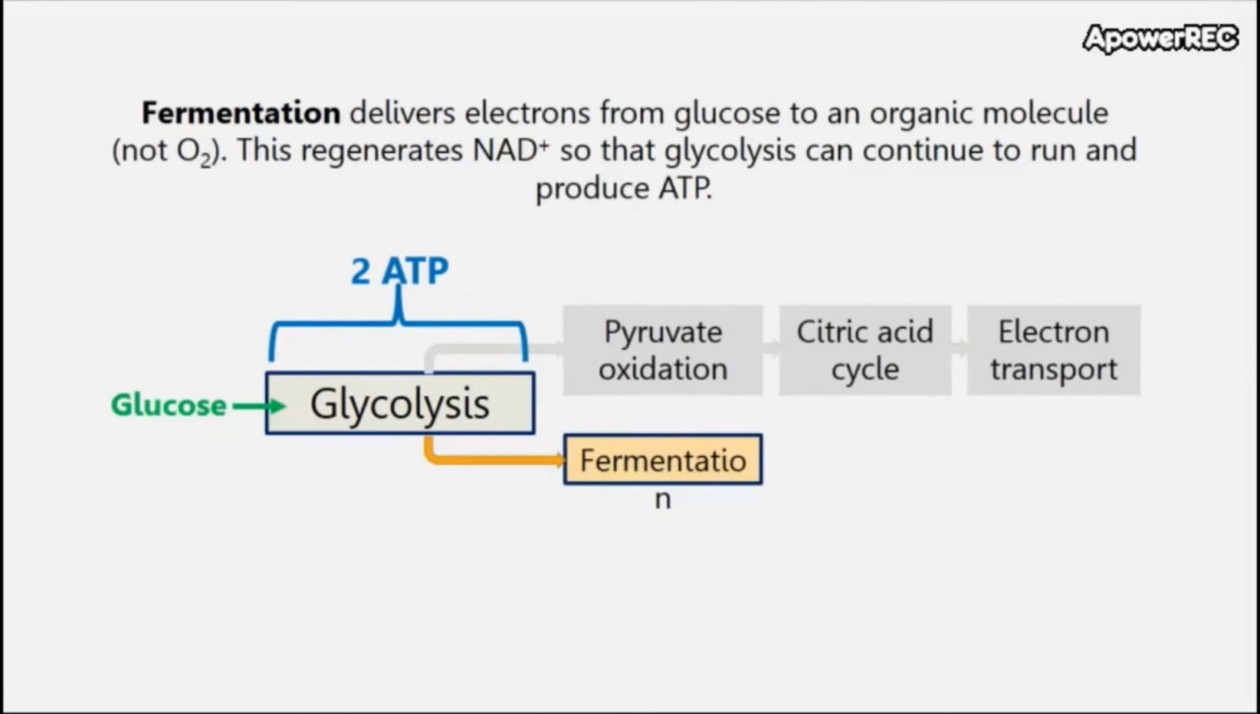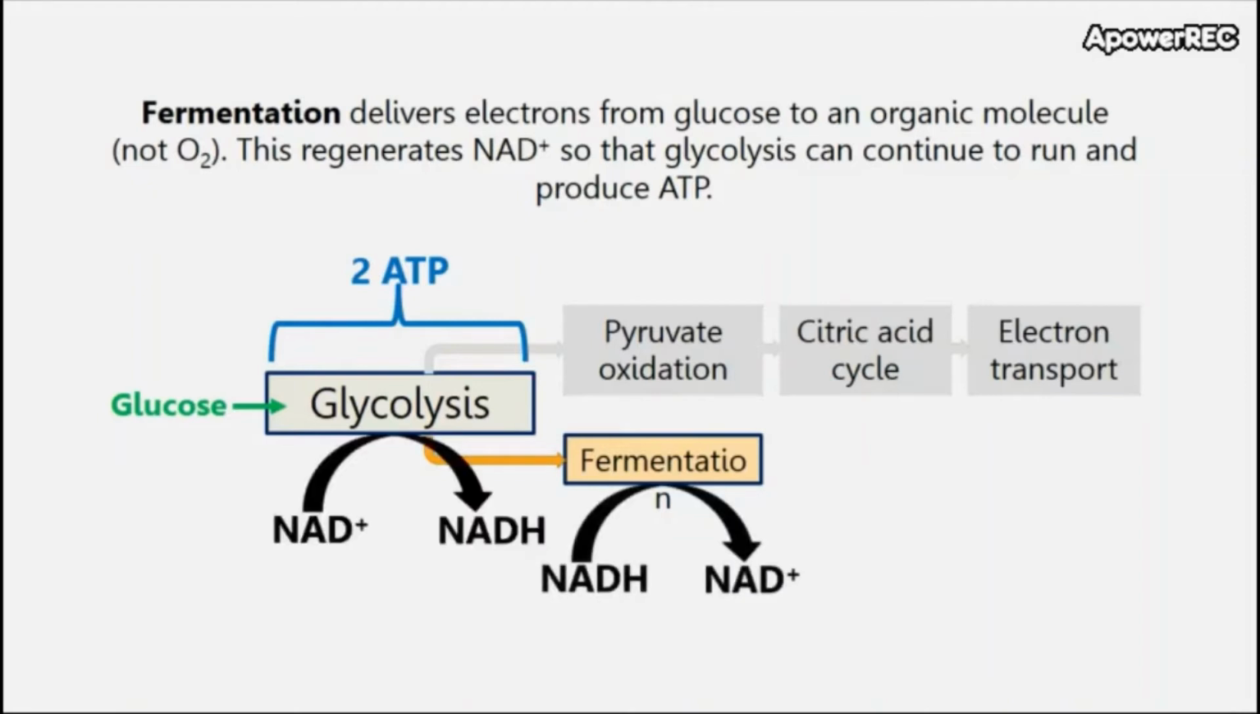Instead, fermentation delivers electrons from glucose to an organic molecule, so not oxygen. And remember, oxygen was called the terminal electron acceptor in cellular respiration. The definition of fermentation is that this is a catabolic process which uses an organic terminal electron acceptor. And in this process of dumping the electrons from your electron carriers to other organic molecules, we can regenerate our NAD plus, and reuse that for more glycolysis.